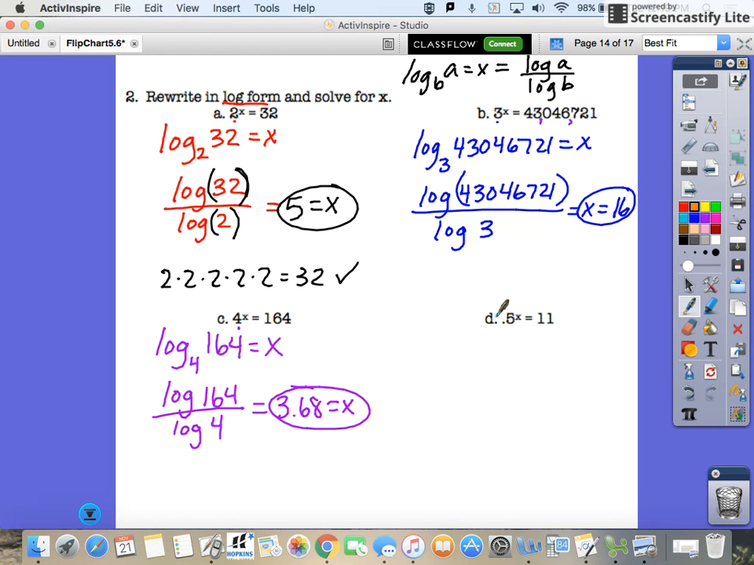And then this one, make sure you notice that's a decimal, so it should be 0.5. So we're going to go log base 0.5 of 11 equals x. So we're going to type log 11 divided by log of 0.5. That's our x value. When you type that in, you should get negative 3.46.